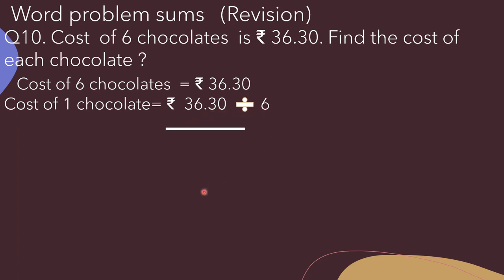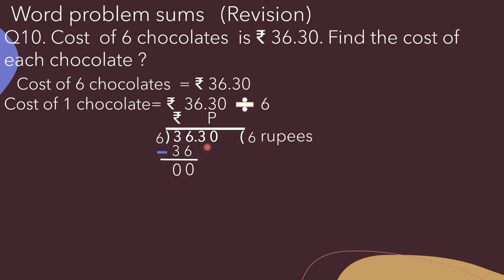Now we will arrange it in columns. Now we will write 6. Now beta, we have to divide from our left hand side. So 3 is smaller than 6. So we will take these two digits, 3, 6, 36. Now we have to divide 36 by 6. And we get quotient as 6 and we will write 36 below 36. Now we have to subtract. So 36 minus 36 is equal to 0. Means 6 rupees are there.